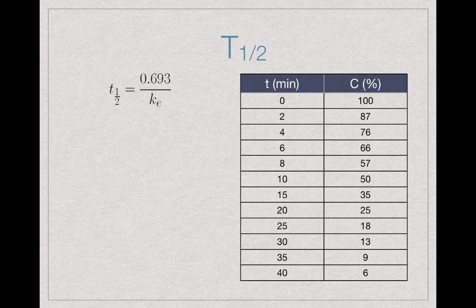So let's go through an example. Typically you'll see these in data tables, time and concentration, or just drug amount. So here's our T1/2 equals 0.693 over Ke. First let's figure out what our T1/2 is. So why don't you go ahead and pause the lecture and try to figure out what T1/2 is.